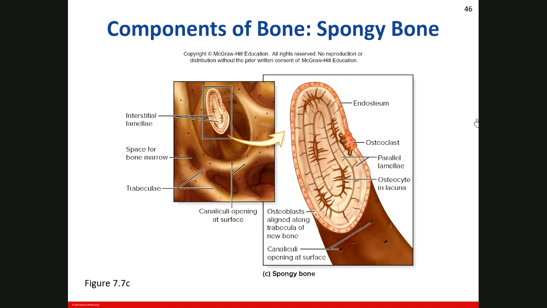This spongy bone can provide resistance to different stresses. We have osteocytes in each trabecula, and each trabecula is covered by endosteum, and in endosteum you can see osteoblasts and osteoclasts. So osteoblasts and osteoclasts are located on the surface, and inside the spongy bone you can see osteocytes.